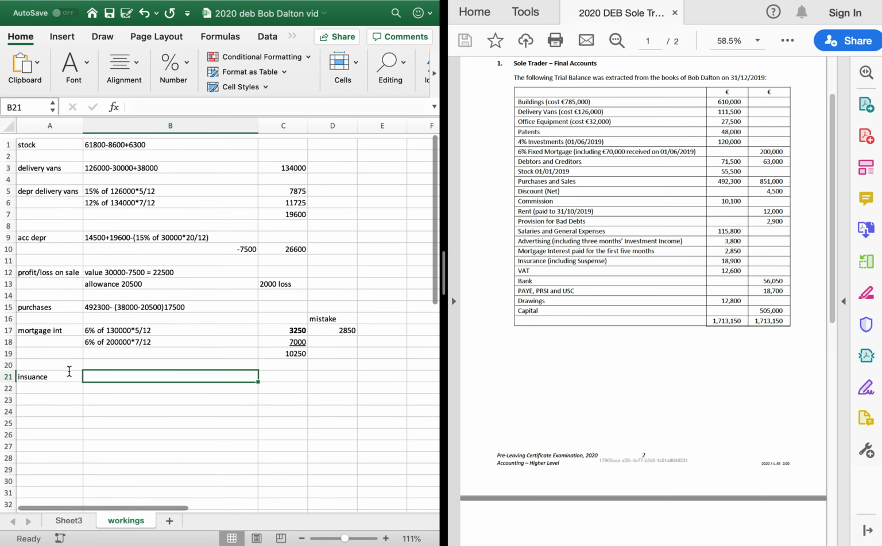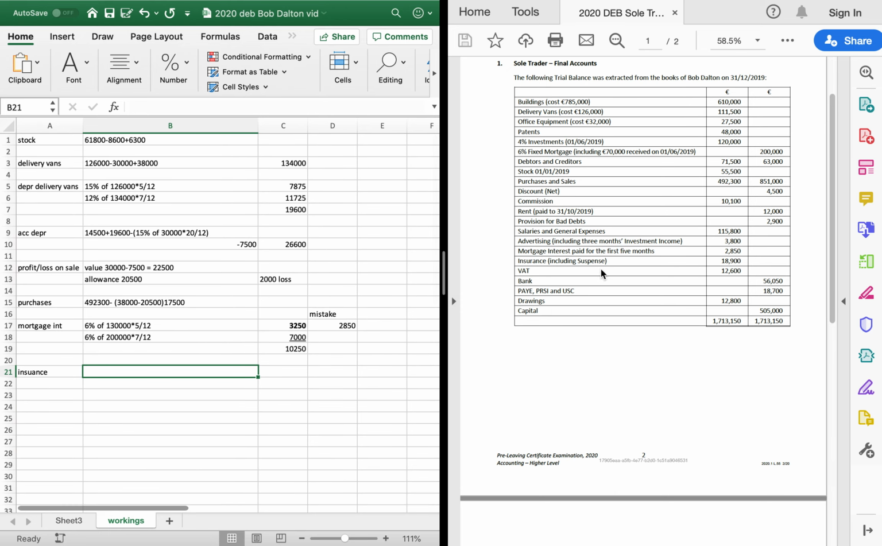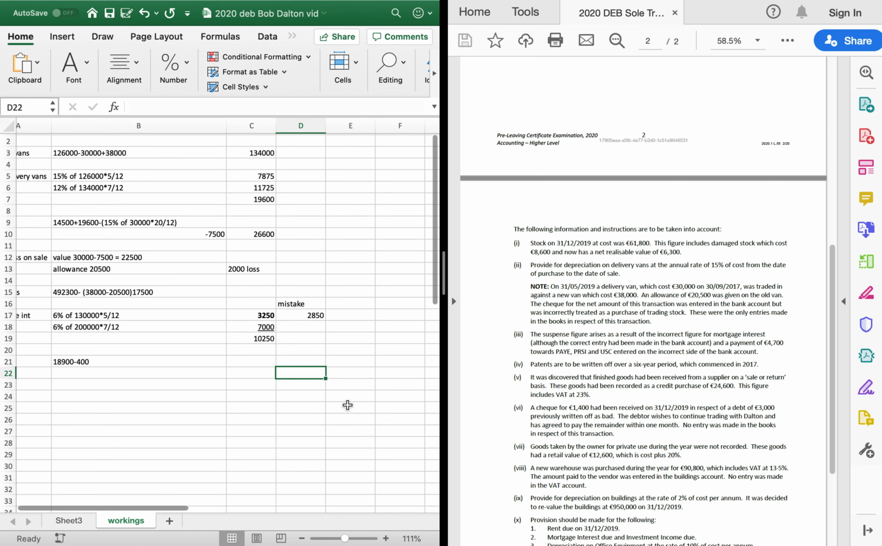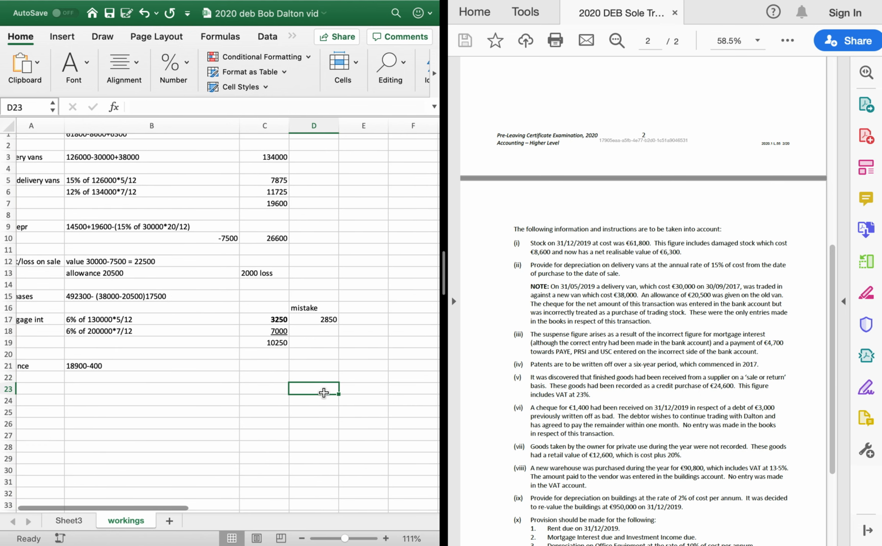So insurance starts off as 18,9 and minus 400. So now this has gone up by 400 to 3,250. Insurance has gone down by 400, so it continues to balance. Okay. The second part, a payment of 4,700 entered on the incorrect side of the bank account. So that is saying that they've put it on the correct side of PAYE and PRSI.